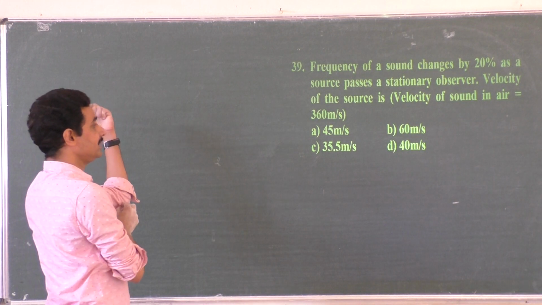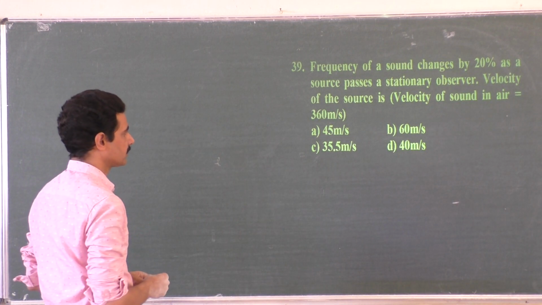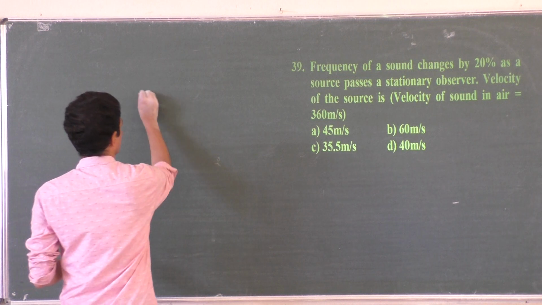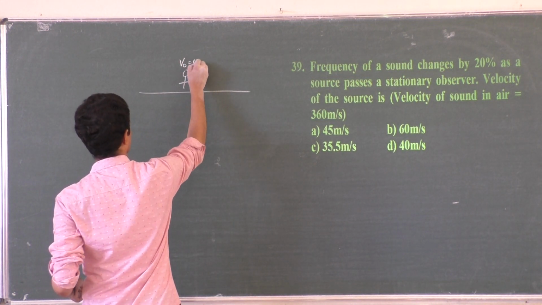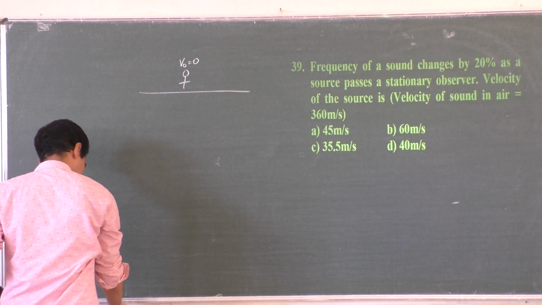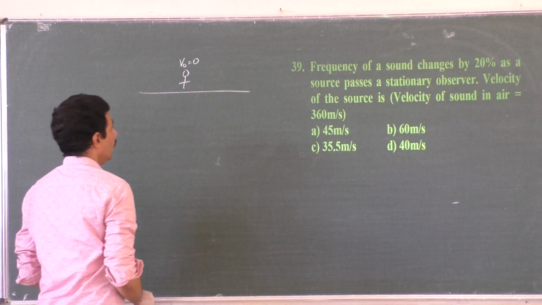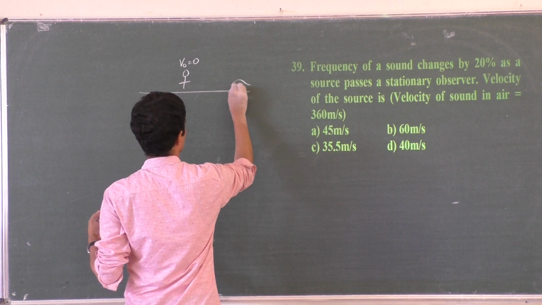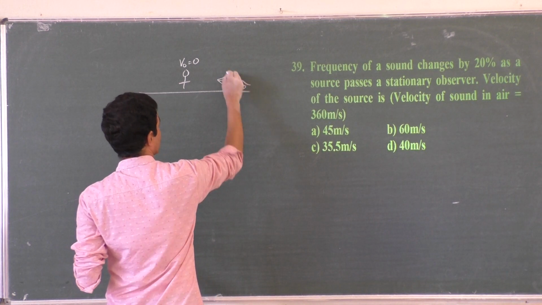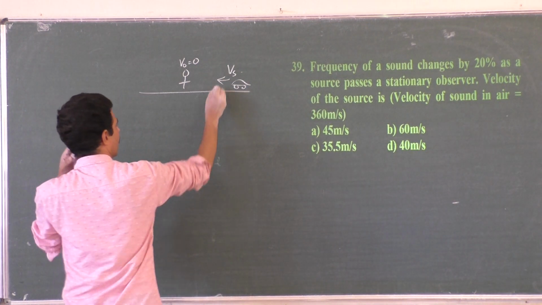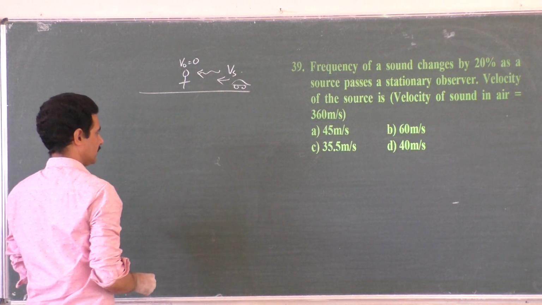Frequency of sound changes by 20% as a source passes a stationary observer. We will write the formula. Here is the observer at rest. Now the train comes towards the stationary observer. Then the velocity of the source is Vs. Sound moves like this. This is one situation.